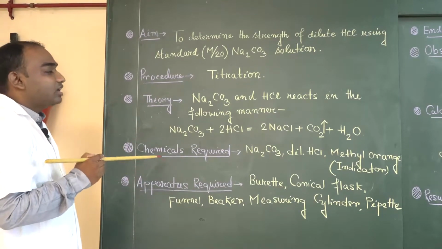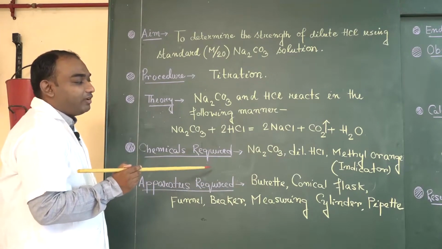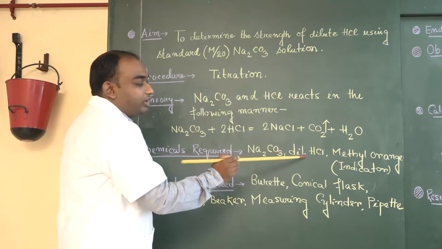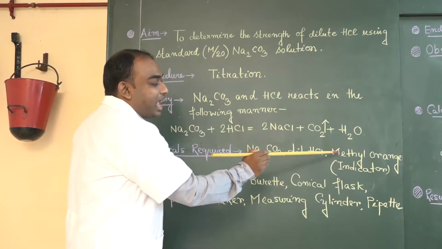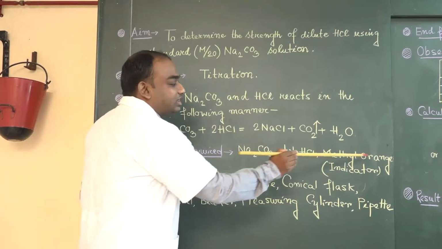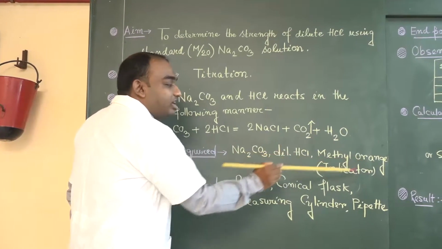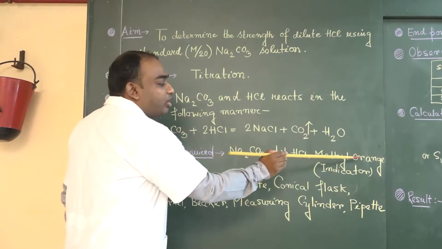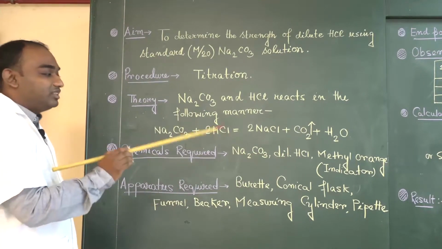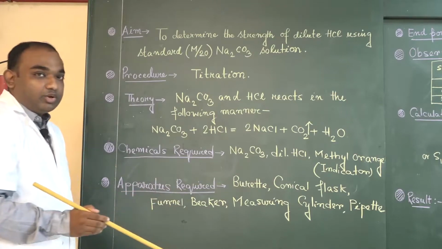Okay, so students, now we will proceed to the chemicals part. What are the chemicals that we need during this titration? We need sodium carbonate, we need dilute hydrochloric acid, and we need methyl orange. As the name suggests, methyl orange means this indicator will be orange in color. Now, why is this indicator required? Because it will help to determine the end point. It varies from titration to titration.